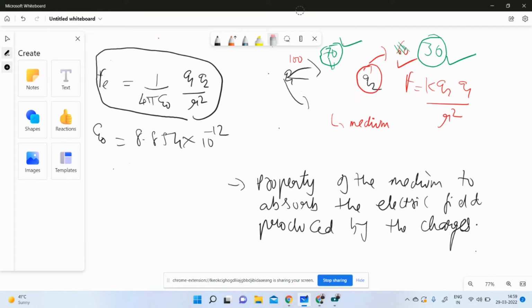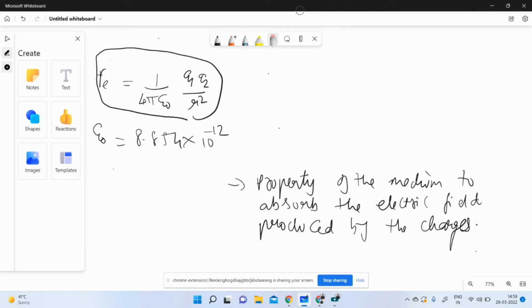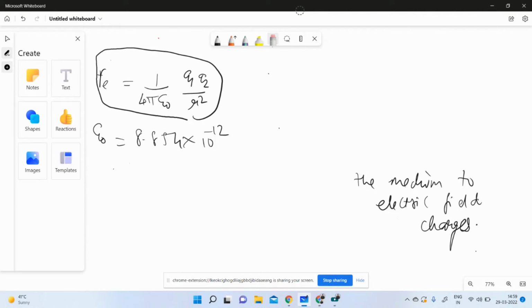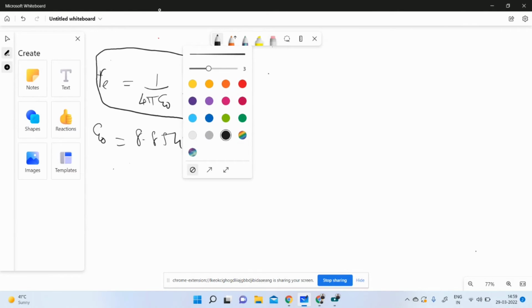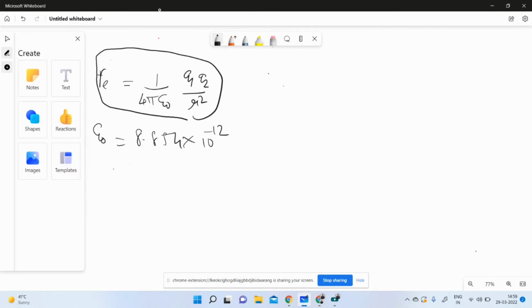Now, on substituting 1 by 4 pi epsilon naught, 1 upon 4 into 3.14 into 8.854 into 10 raised to minus 12, you will get the value 9 into 10 raised to 9. The unit will be Coulomb square upon Newton meter square.